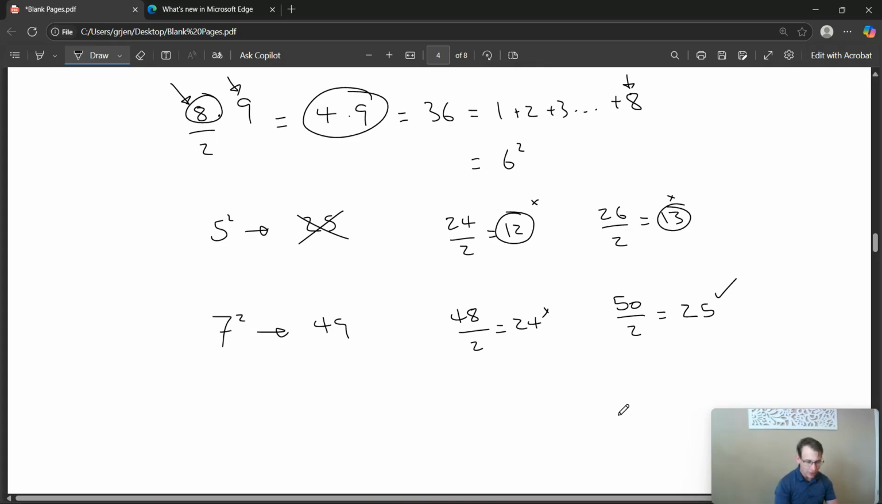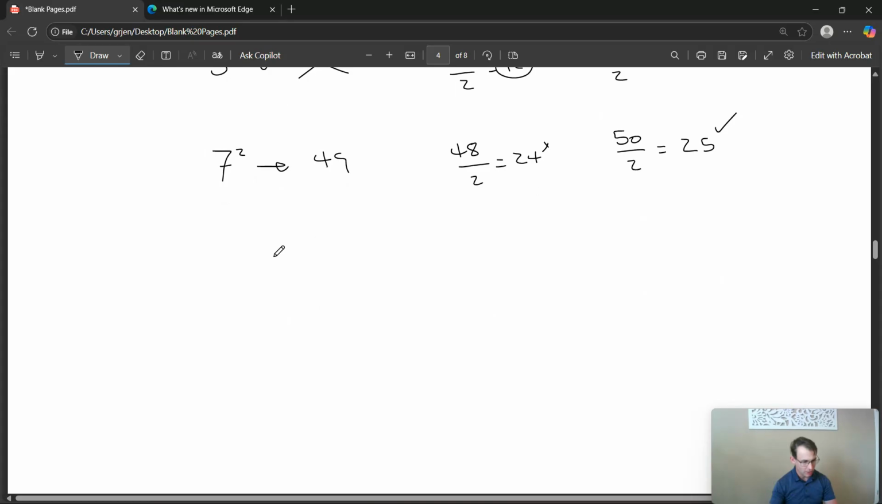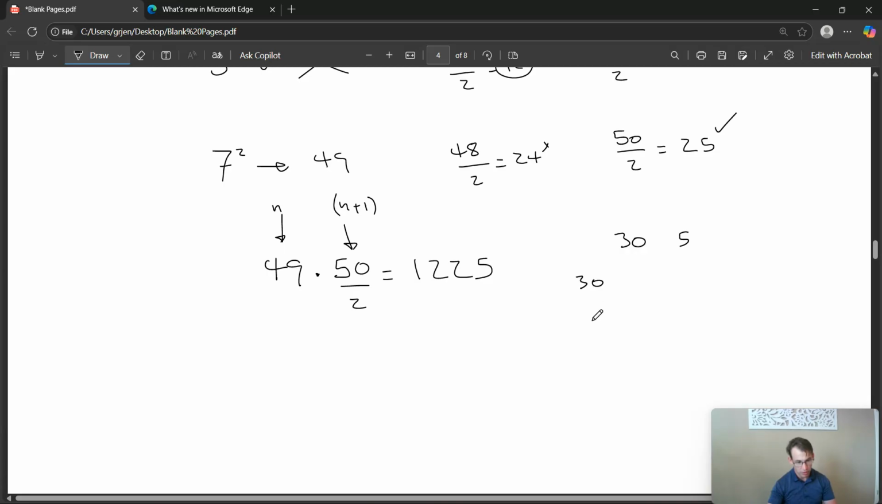Oh, cool. So then I test it. 49 multiplied by 50 divided by 2, there's my n, there's my n plus 1. So this, the 49th triangle number, is equal to, just a quick bit of math here, 1225. Now 1225 is a square. Let's take its square root. I think that's got to be 35 squared, right? 30 and 5 and 30 and 5.